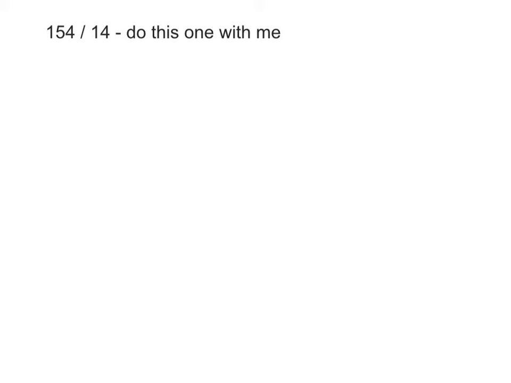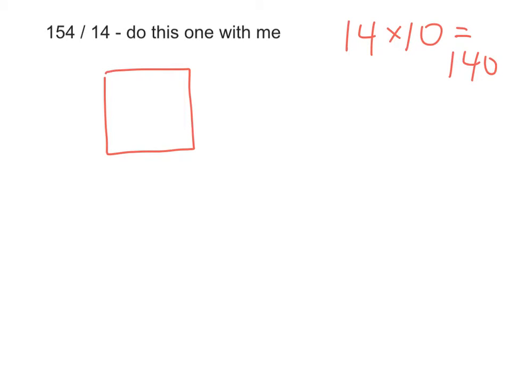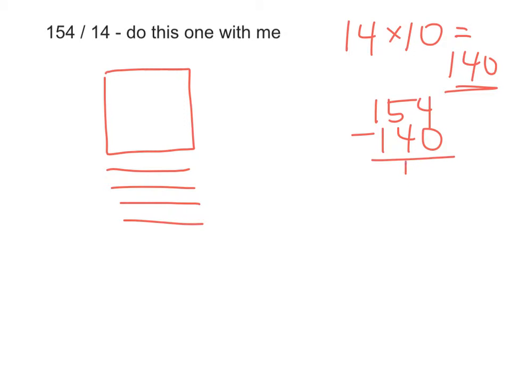All right, you're going to do that same problem with me now, 154 divided by 14. So first I'm going to show a group of 10s. So I'm going to do 14 times 10, which is 140. So here's my hundreds block, here's my tens. So I've just showed now 140. I have 14 left that I have to show, and that should work out pretty nicely.